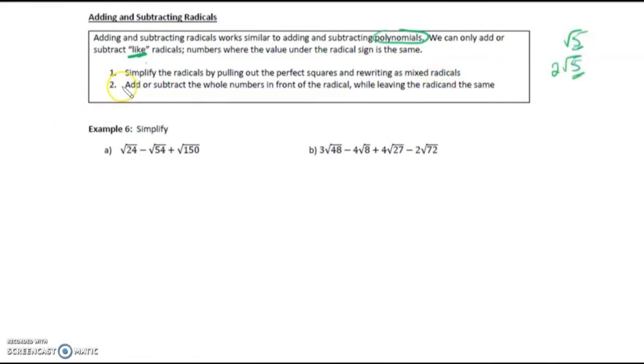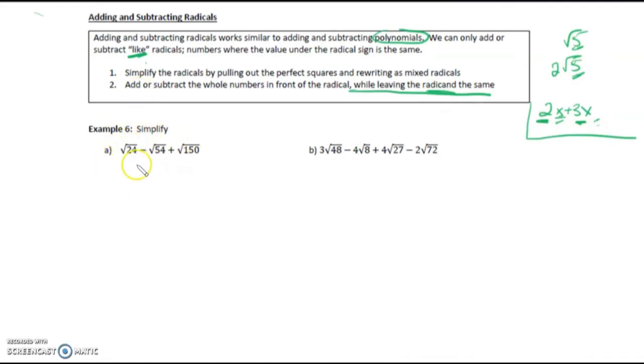So number 1, what we do is we simplify the radicals by pulling out perfect squares and rewriting as mixed radicals. Pull out everything, simplify as much as you can, and then add or subtract the whole numbers in front of the radical while leaving the radicand the same. This works the same as if you had 2x plus 3x: you would add the 2 and the 3 and leave the x as it is. So leave the radicand the same as well.